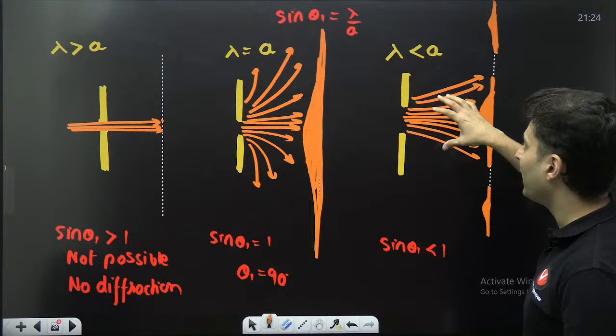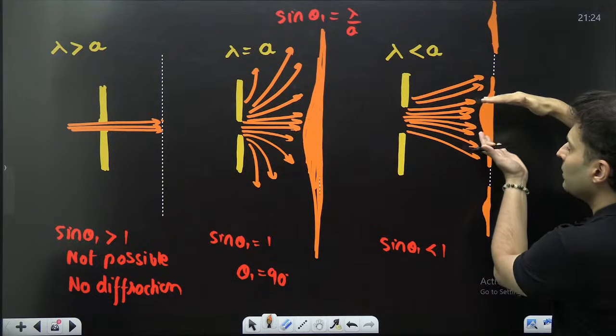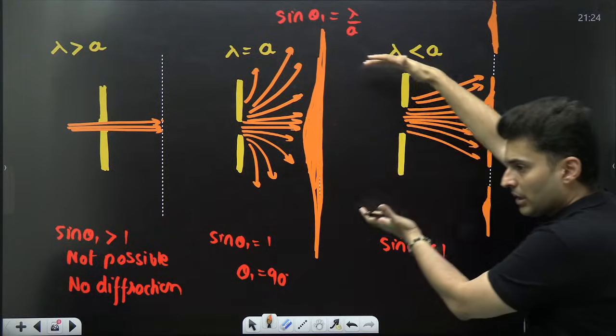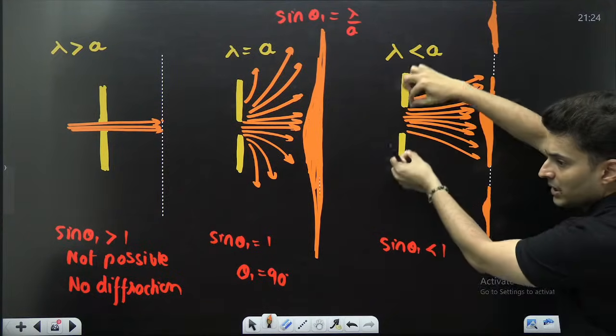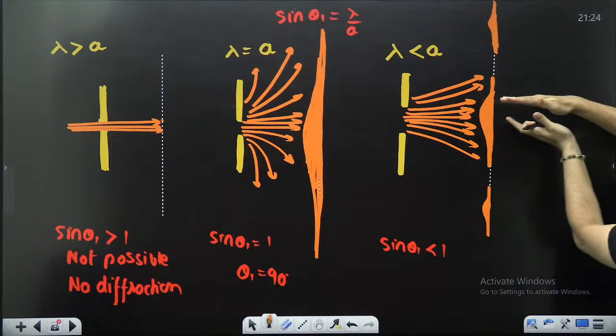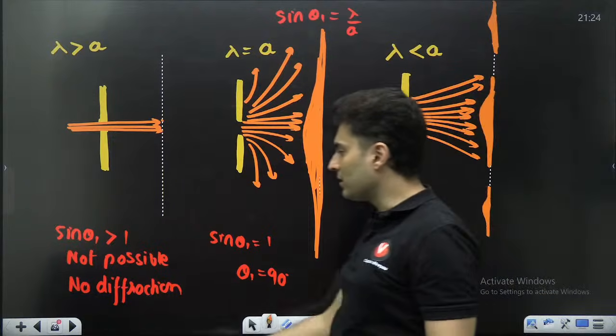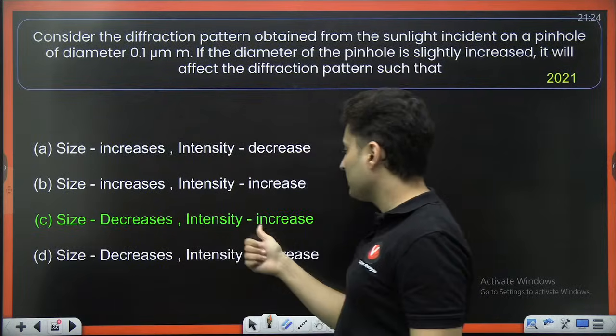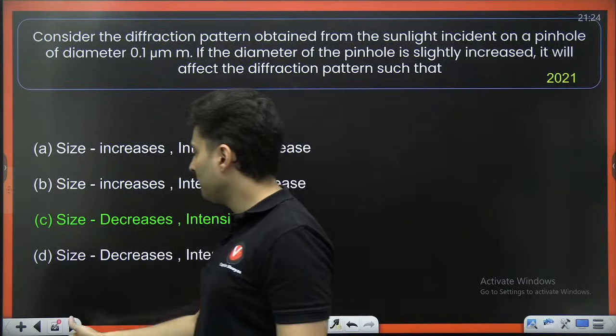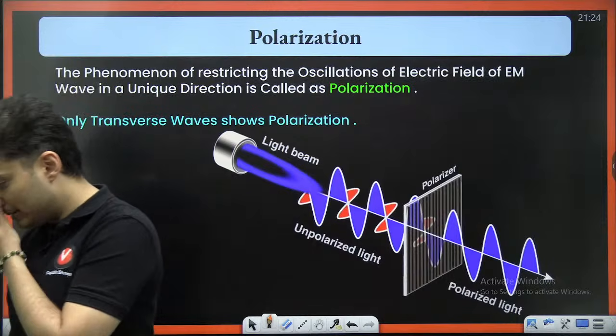If you make it slightly wider, you will see that the width will decrease. Here the width was more. As you make this width larger, you will see it will go down like this, right? That's what will happen. So that's why the answer is decreases, but the intensity will go up. Cool. Shall we go ahead?